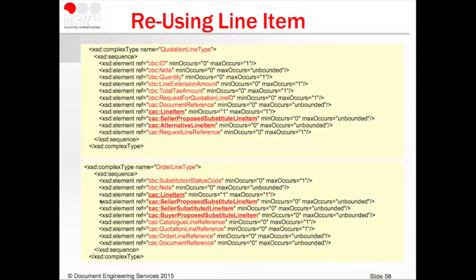So here's two examples of where line item is reused, in a quotation and in an order. You can see at the top one, the quotation, we have information about the line item, but we also allow in a quote to propose a substitute or an alternative line item. In an order, then you may provide a line item, you may provide this seller proposed or the buyer proposed line item or a substitute line item.